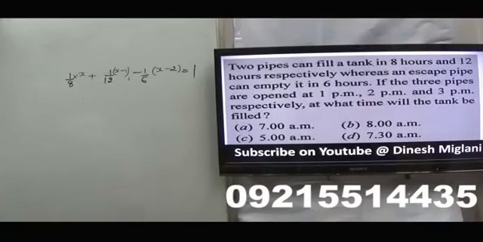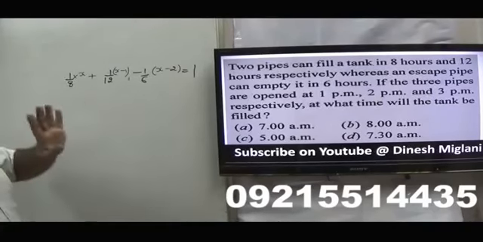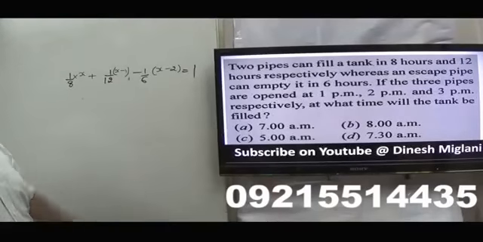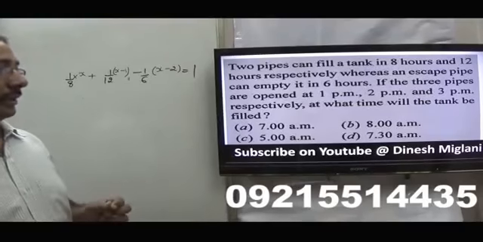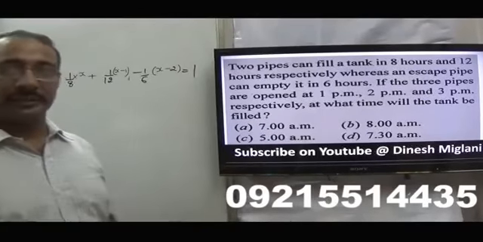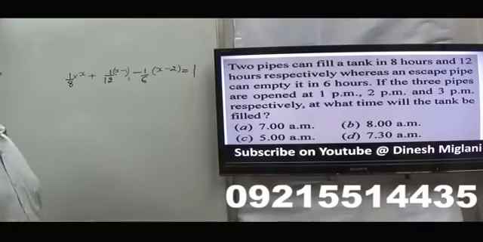What I have done here: first pipe's 1 hour work is 1 by 8, second pipe's 1 hour work is 1 by 12, and the third is emptying, so that is minus 1 by 6. We have assumed that within total x hours they can fill the tank. So the first pipe we turned on at 1 pm, it will take total x hours. The second we opened at 2 pm, meaning 1 hour later, so it works x minus 1 hours. And the third works for x minus 2 hours because it was opened at 3 pm. Now the total work is 1 because the tank has to be filled. Just find the value of x.